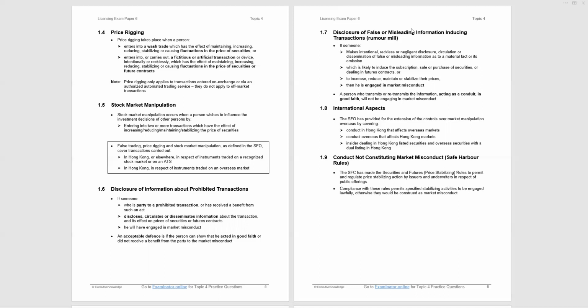We then have definitions of disclosure of information about prohibited transactions, where you're fanning the flames, letting people know that certain transactions which are prohibited are being carried out. And 1.7 looks at the disclosure of false or misleading information inducing transactions, just out and out incorrect information being put out, being dishonest. The rumour mill: you'll find there are virtually no rumours in Hong Kong now, because if a rumour started to circulate, the SFC would trace its source and prosecute.